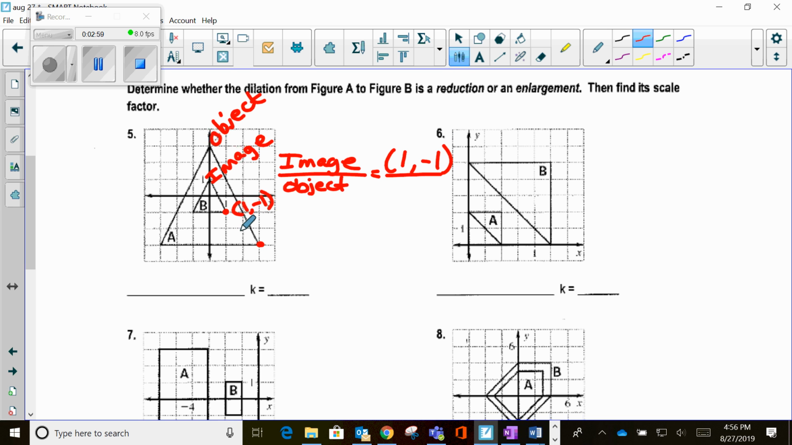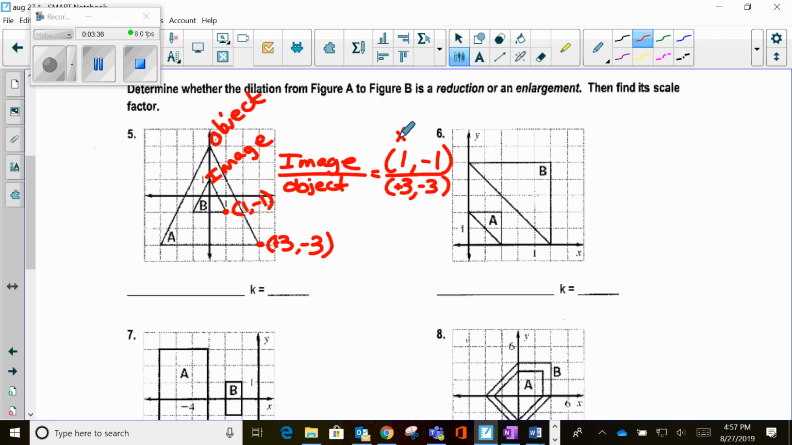Then I'm going to look at the corresponding angle for the object, and I'm going to count over from the origin, 1, 2, 3, down 1, 2, 3. So this point was over positive 3, down negative 3. So I'm going to write that in the denominator because that was our object. That was a positive 3. Positive 3, comma, negative 3.